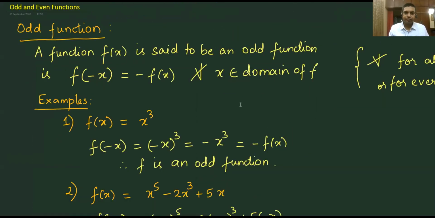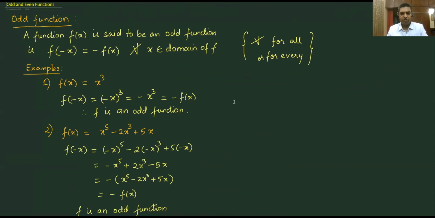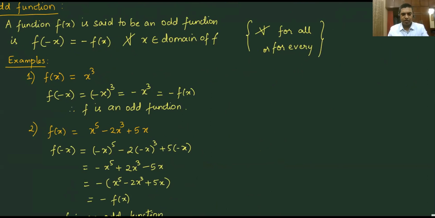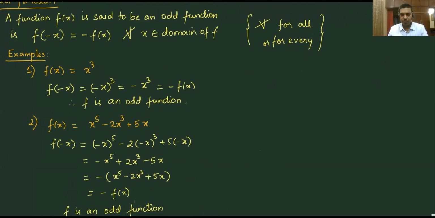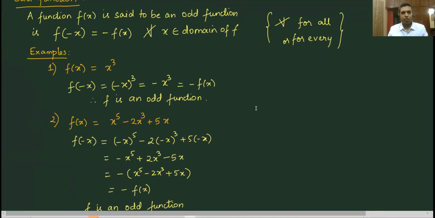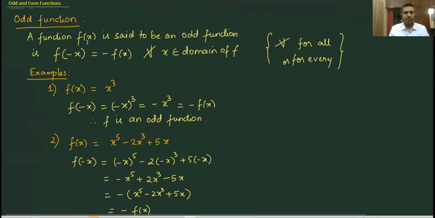Next, we'll proceed further. We'll proceed with the concept of odd functions and even functions. So, odd functions are functions which are... A function f of x is said to be an odd function if f of minus x is equal to minus of f of x. So if this condition is satisfied, then it is an odd function.